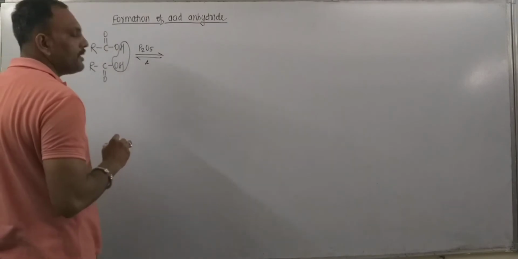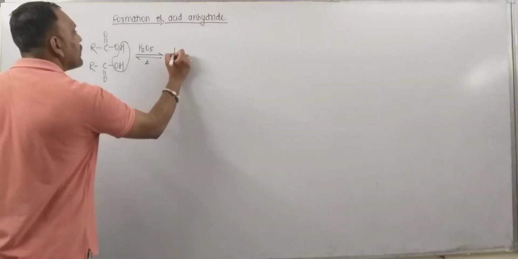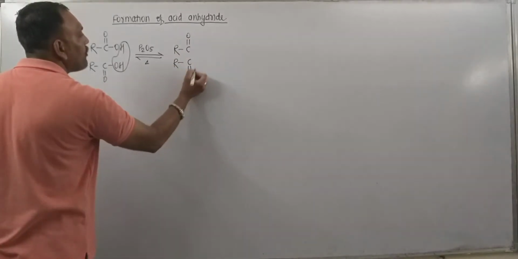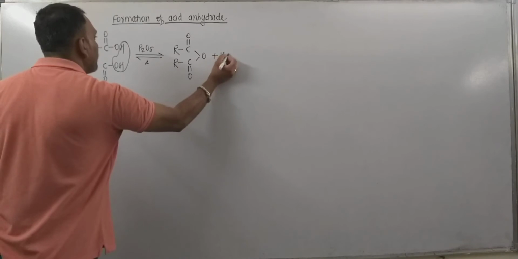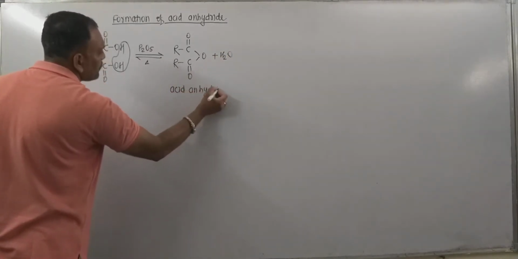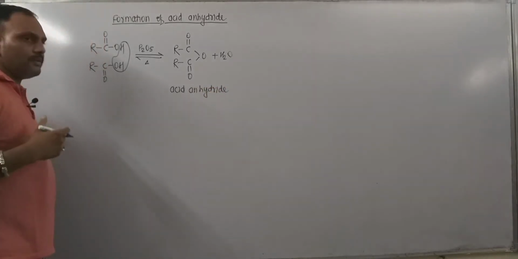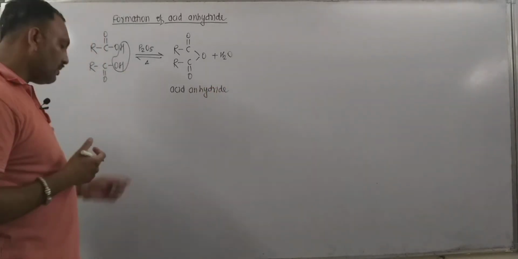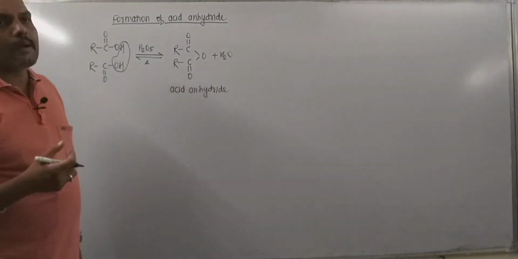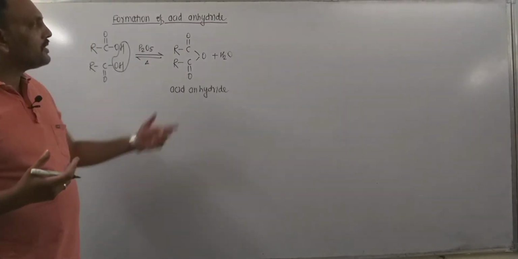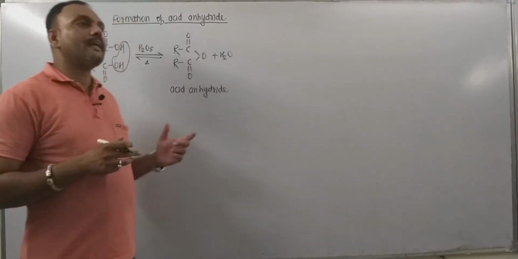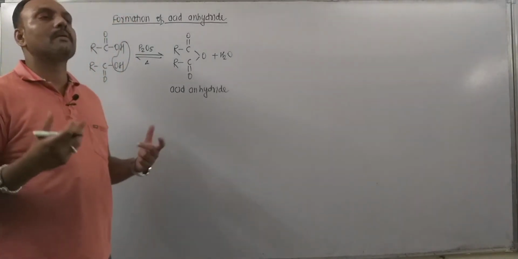Dehydration takes place, that is, loss of water takes place in this manner, which leads to the formation of a species that can be given as this, and this one is acid anhydride. Now remember, the role of P2O5 is to react with the byproduct water, leading to the formation of metaphosphoric acid, as this reaction is reversible. But one can't prepare anhydrides in bulk by this method.